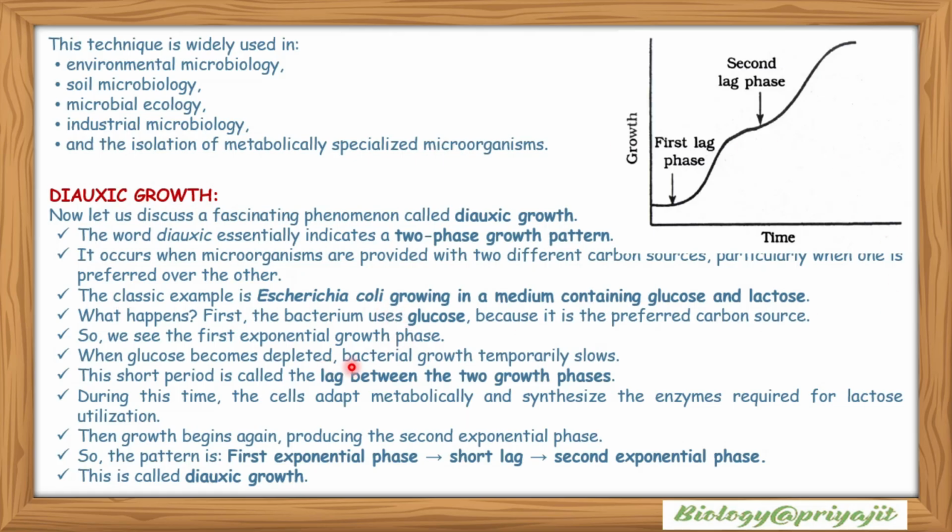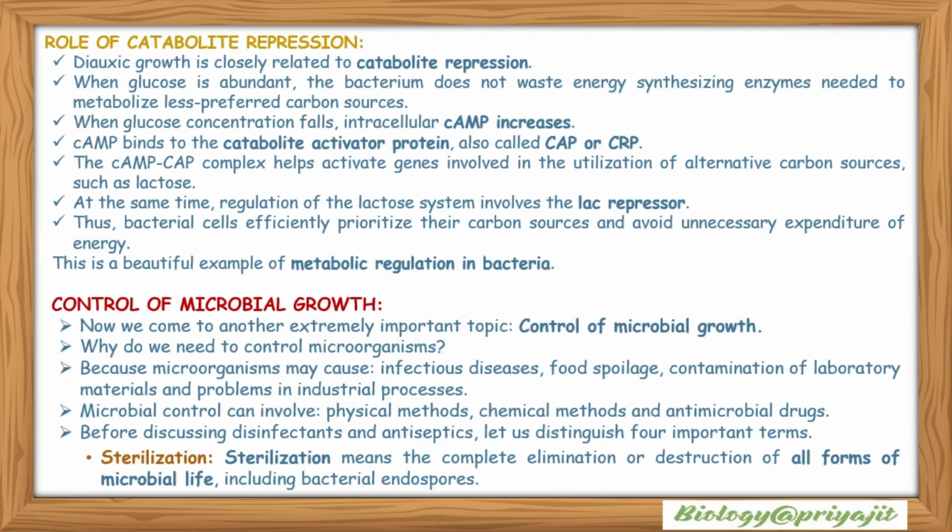What happens? First, the bacteria use glucose because it is the preferred carbon source. So we see the first exponential growth phase. When glucose becomes depleted, the bacterial growth temporarily slows. This short period is called the lag period between the two growth phases. During this time, the cells adapt metabolically and synthesize the enzymes required for lactose utilization. Then growth begins again, producing the second exponential phase. So the pattern is first exponential phase, short lag, and then second exponential phase. This is called diauxic growth.